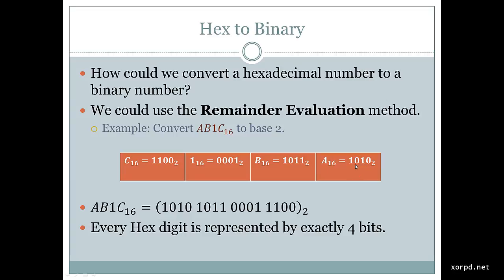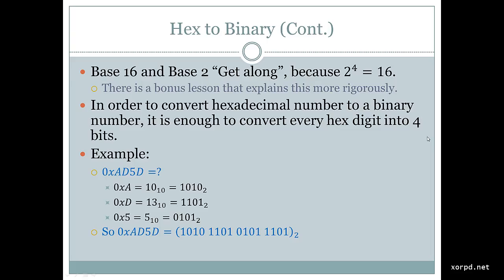Right? We have this 1010 that goes here, and 1011 which goes here, and so on. It seems like we can just replace every hex digit with 4 bits from the previous table. So we can actually say that base 16 and base 2 get along. And the reason for that is that 2 to the 4 is 16.